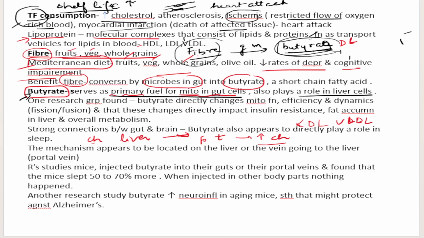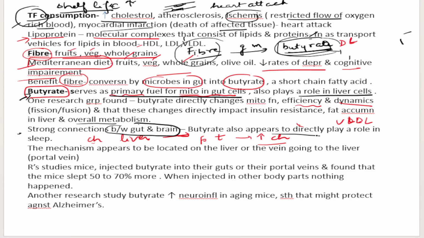Now one research group found that butyrate directly changes mitochondrial function. It changes the mitochondrial efficiency and the mitochondrial fission and fusion. And these changes directly impact insulin resistance, fat accumulation in the liver, and overall metabolism. And strong connections exist between the gut and the brain.